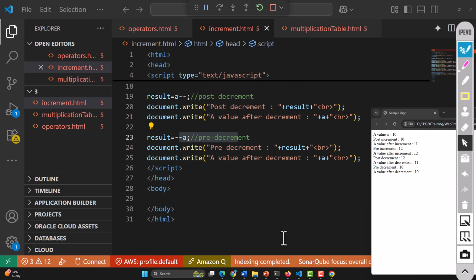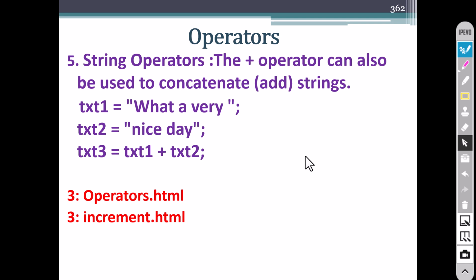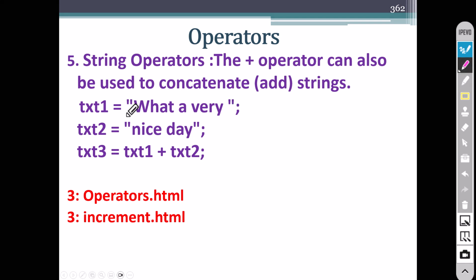And then we'll look at the plus operator, which can also be used to concatenate. So here we have two strings, txt1 and txt2, and we are trying to concatenate, which is bringing the two texts together. Plus here is a concatenation operator.